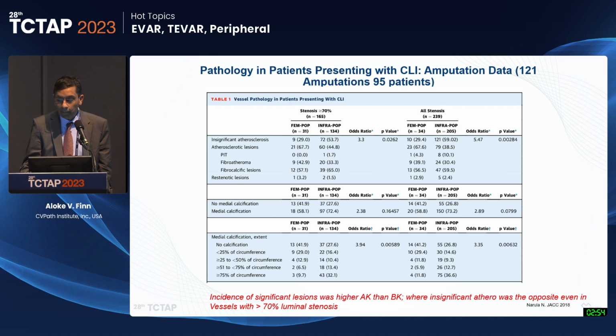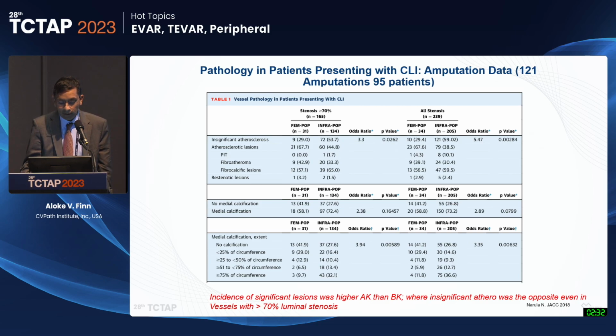This was essentially seen similarly in another study done by Narula's group, the pathology of PAD presenting in patients with CLI amputation data. This was 121 amputations from 95 patients. And in this particular study, you can see that, interestingly, whether stenosis was greater than 70% or all stenosis, insignificant atherosclerosis was much more common below the knee than above the knee, whereas atherosclerotic lesions were more common above the knee than below the knee. So that's one important message.